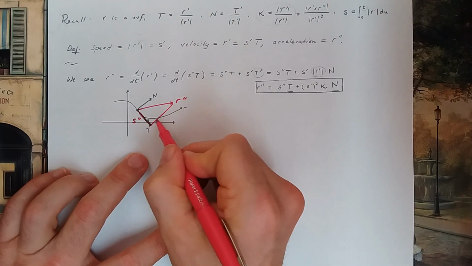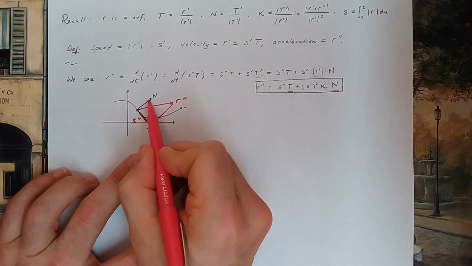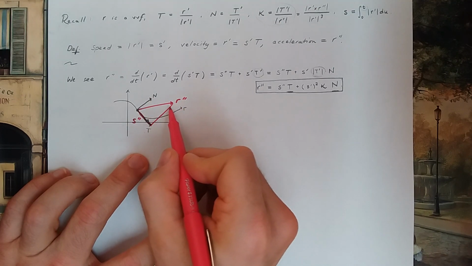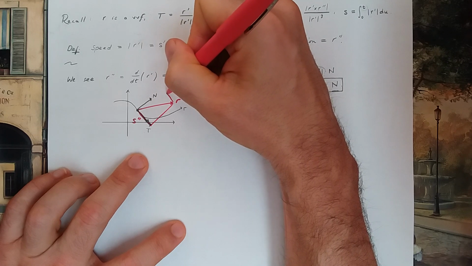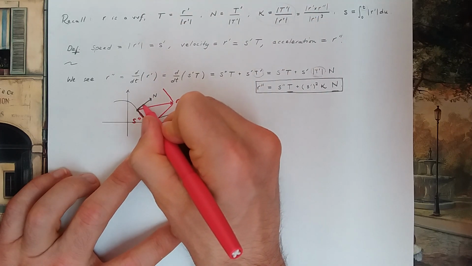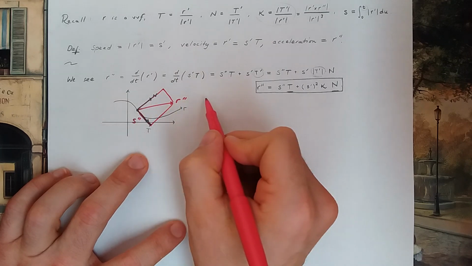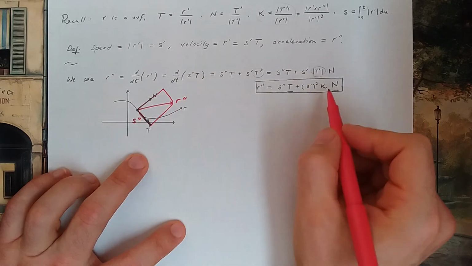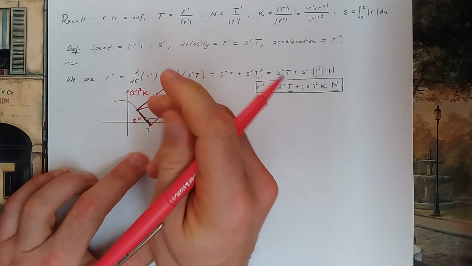And the other side of the triangle is the amount of acceleration in the N component. So if I drop maybe a perpendicular this way to see more clearly, the length of the component in the N direction is the speed squared times kappa.